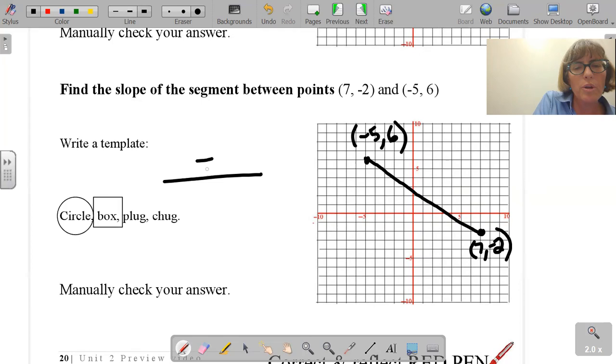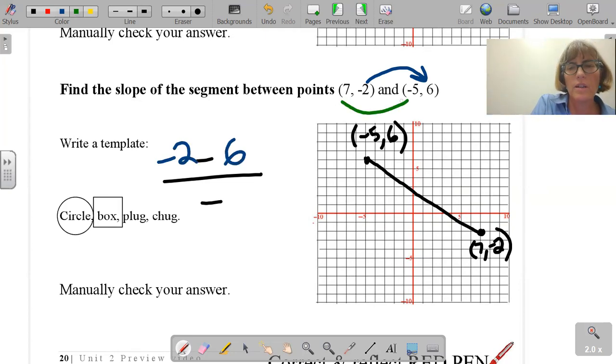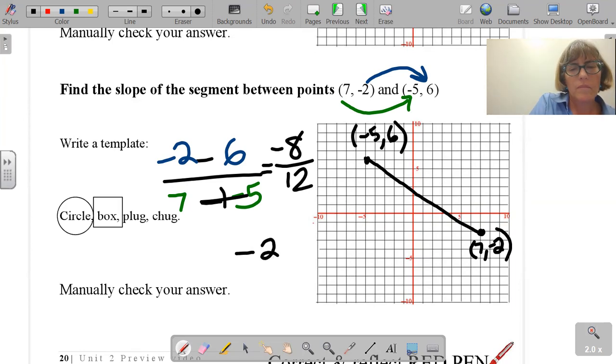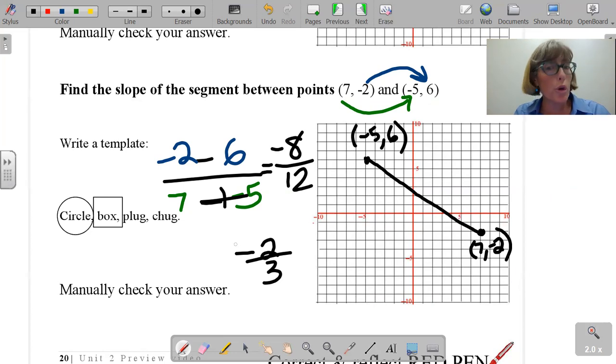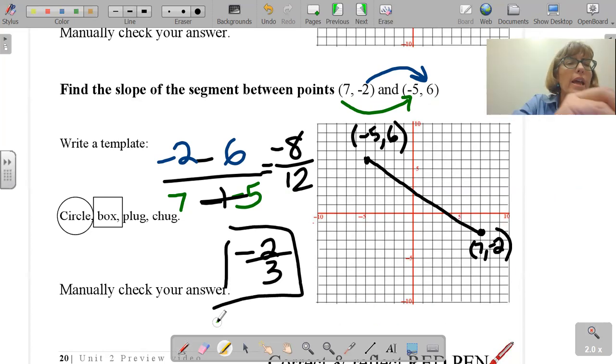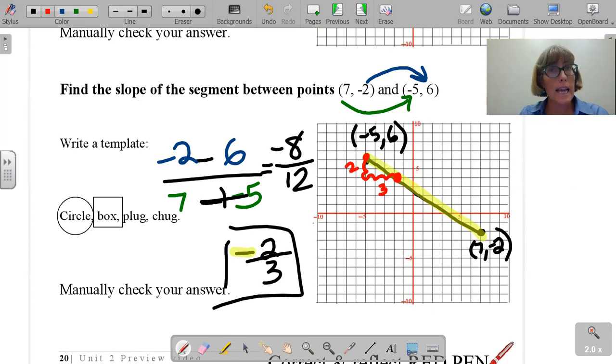Let's find the slope. We're going to write a template. Y minus y over x minus x. That reduces to negative 2/3. Negative, that's a good sign because it tilts downward from left to right. And let's check the slope here. Our rise is 2 and our run is 3. And looky there, it fits just perfectly. It's a negative line.